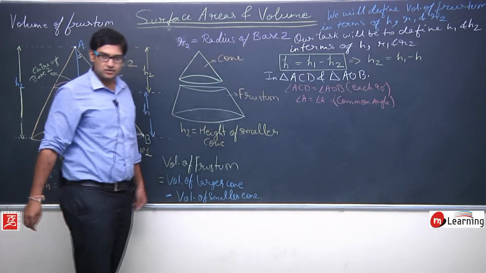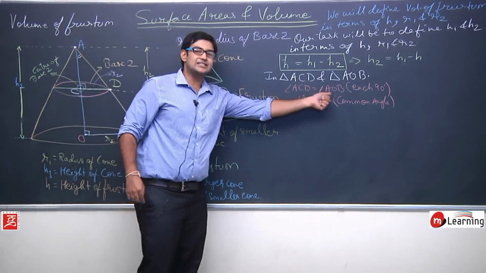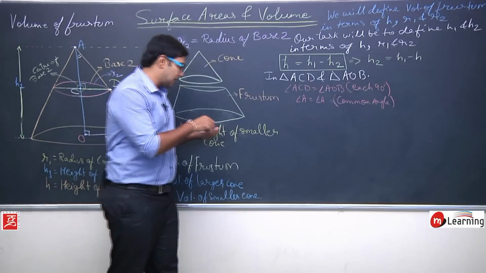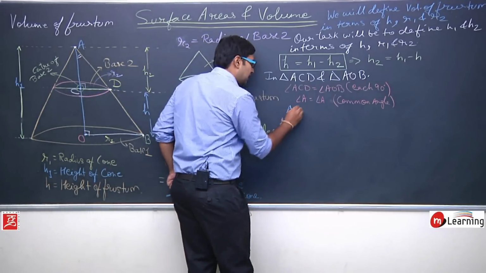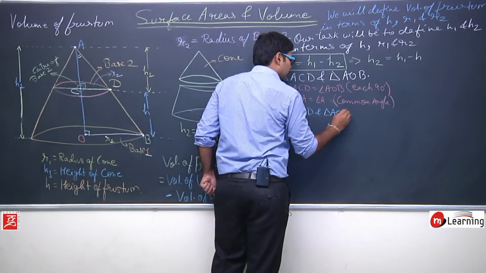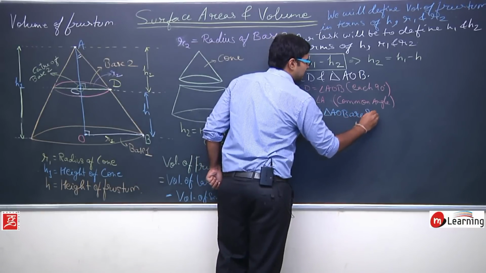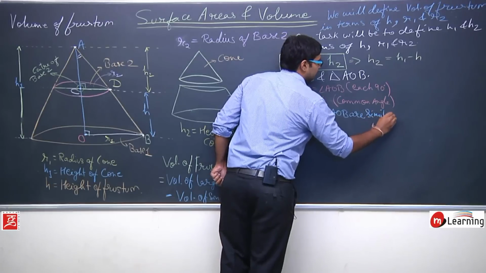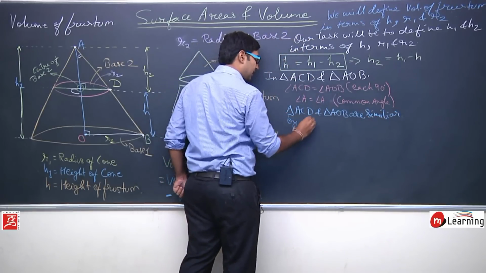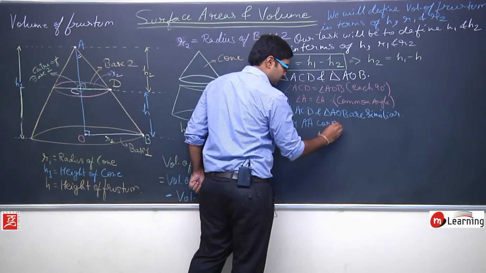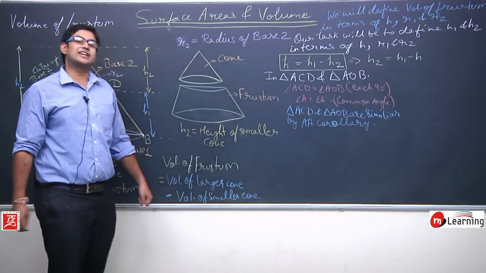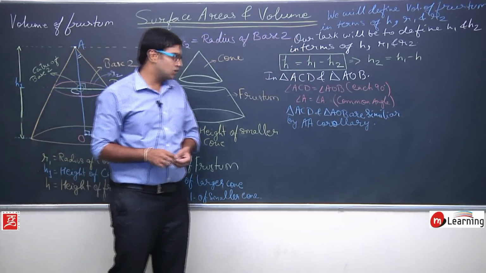Now what does this mean? I have this angle as equal in both the triangles, this angle as equal, so I will say that triangle ACD and triangle AOB are similar. Okay, they are similar by AA corollary, the angle corollary that you have studied in the triangles topic.